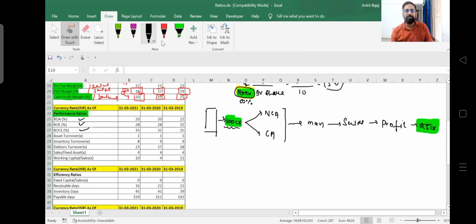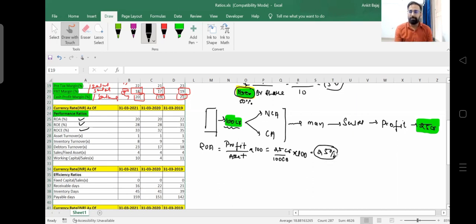So if I try to calculate this value in terms of percentage, the formula is going to be profit divided by total asset value, right? This is return on assets, into 100 you will be doing. So here, 25 crore divided by 100 crore into 100, you will be getting the value, that is 25%, right? This is your return on assets, right?